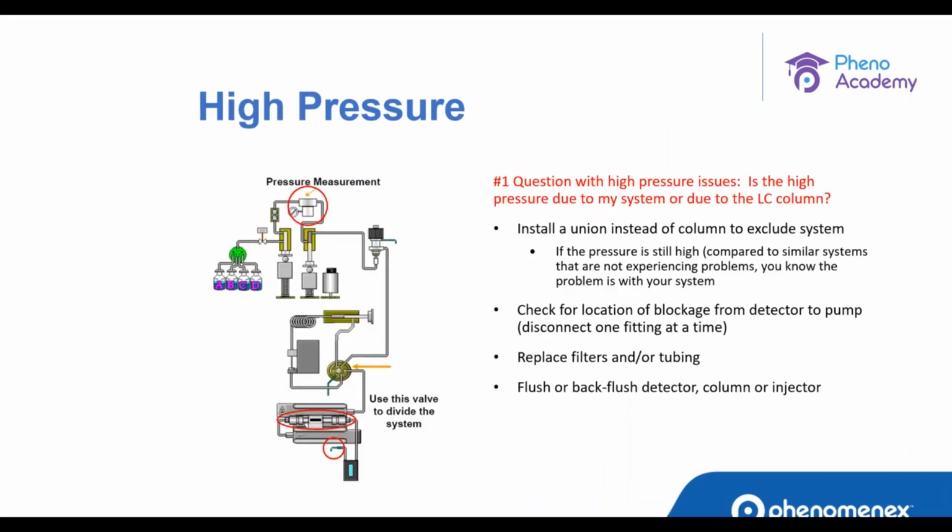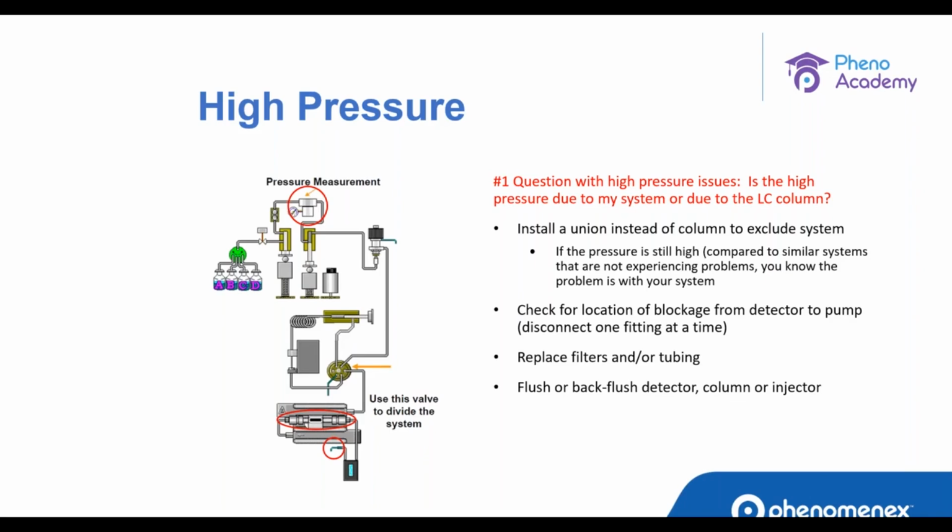For high pressure, we are going to ask, is the high pressure due to my system or due to my LC column? First, we can try to use a union instead of the column to check our pressure. If the pressure is still high, compare with a similar system that is not experiencing the problem, and you know the problem is with your system.